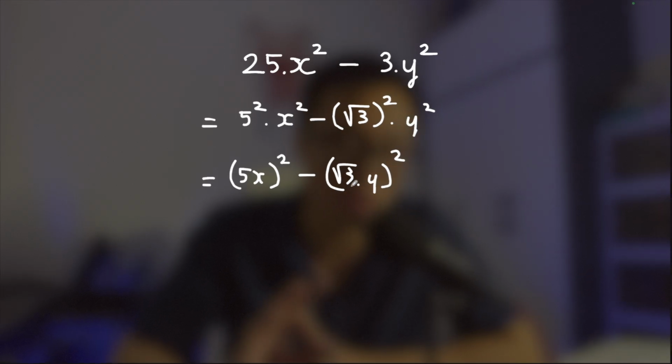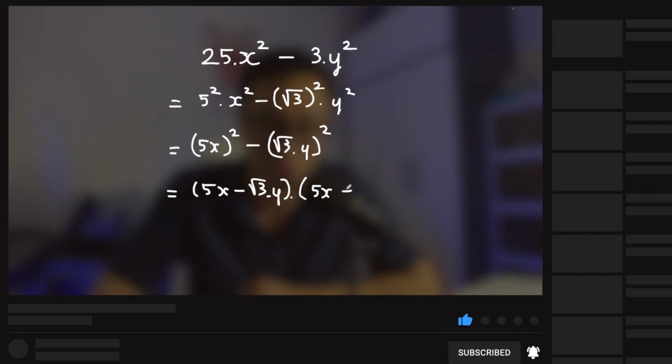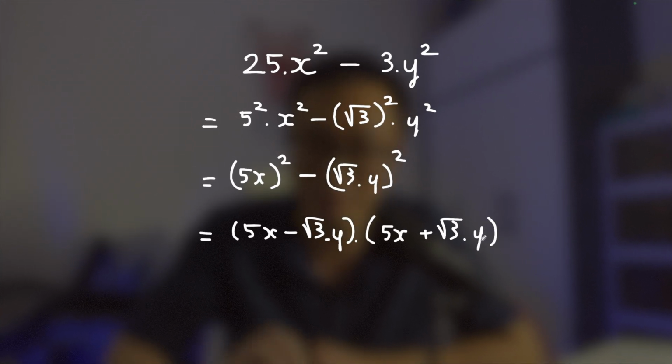After this one you get the difference of squares form. The first term is 5x, and the second term is the square root of 3 multiply y. After that you get the sum between these two terms. So you can see that from the one basic formula, the difference of squares, you get a lot of levels of questions.